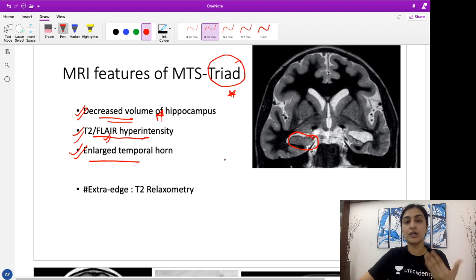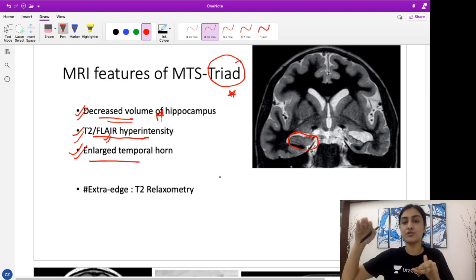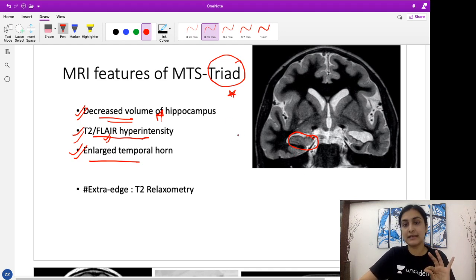Alright, and one more early sign that I told you was the loss of the normal undulations or the interdigitations that would be seen in the hippocampus. So I hope this is clear. I hope you will be able to recognize the pathology. This is very, very important. This is a potential question that can be asked to you.